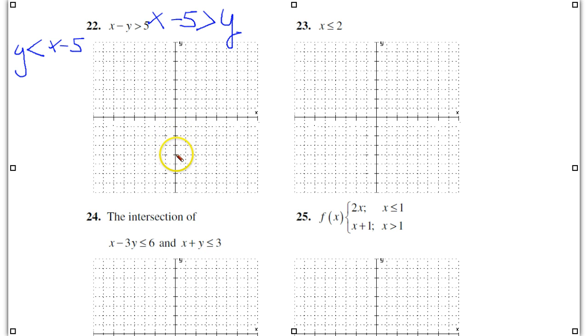Okay. So if we graph this line, our y-intercept is a -5. 1, 2, 3, 4, 5. A dot right there. And our slope is 1. So over 1, up 1. Just getting a lot of points here, so I make a line.